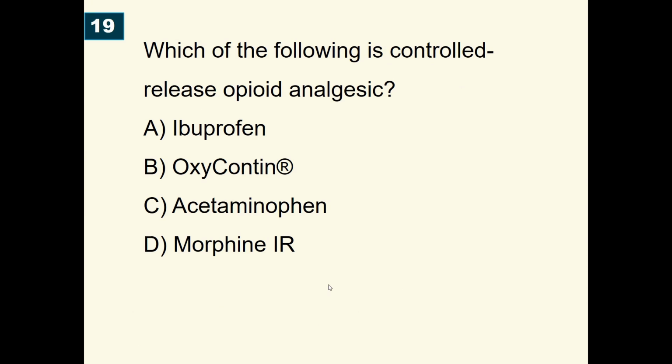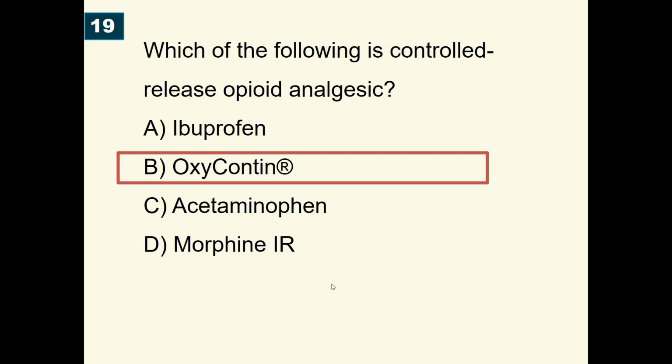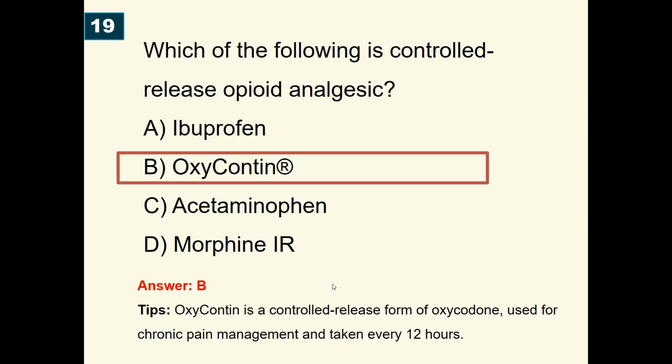Which of the following is a controlled release opiate analgesic? A. Brufen. B. Oxycontin. C. Acetaminophen. D. Morphine IR. The correct answer is Oxycontin. Oxycontin is a continuous release, controlled release dosage form. Contin stands for continuous. It is generally used for chronic pain and is dosed every 12 hours.